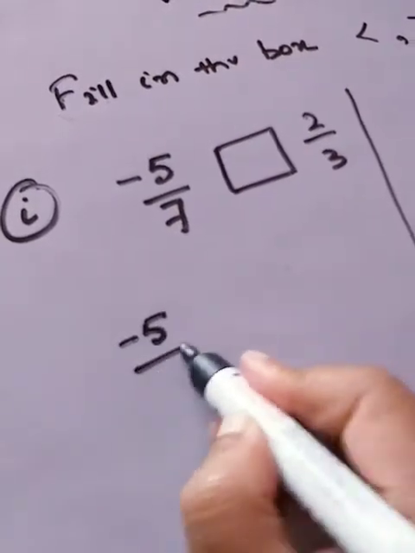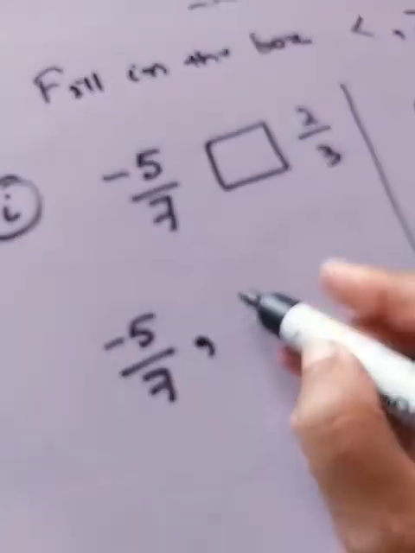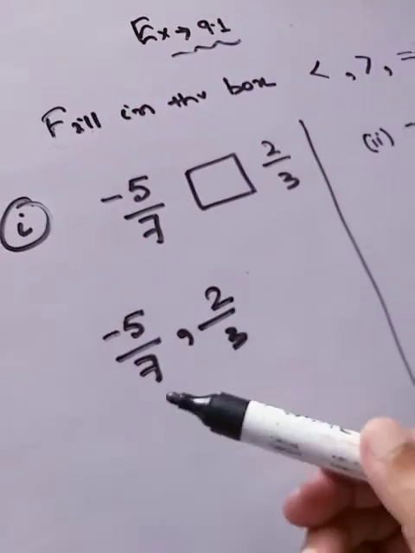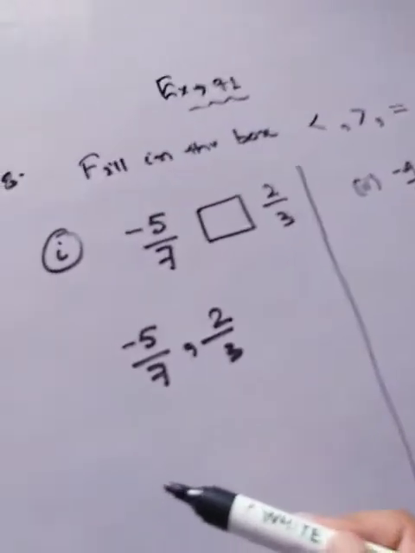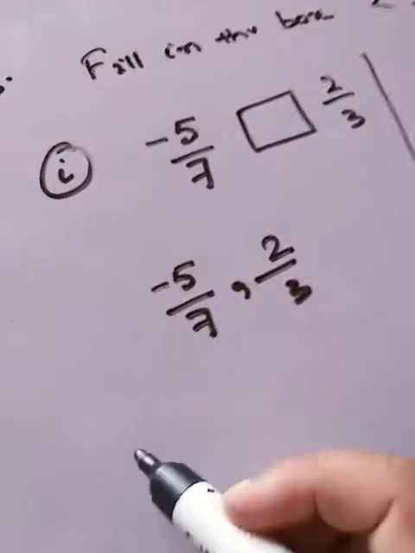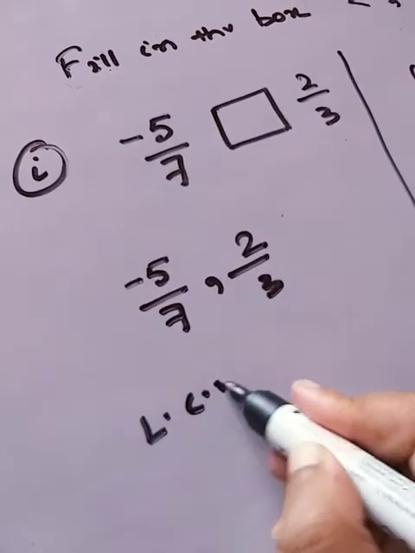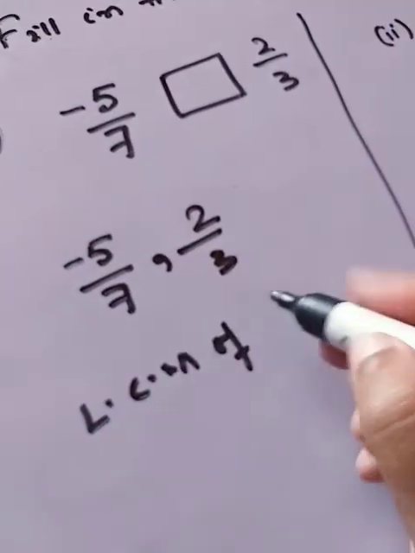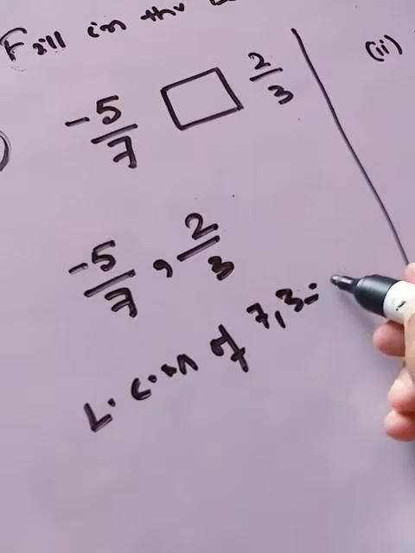Now, how to compare this to one? We have already learned this, isn't it? How to compare rational numbers. For that, we always have to see whether the denominators are same or not. If not, then we have to get the LCM of those denominators. So how many denominators are there? Two. So 7 and 3. So LCM of 7 and 3 would be 21.